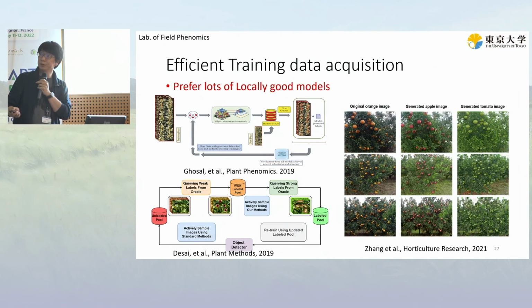And also we do efficient training data acquisition, because the most important message from my side is that I pray for lots of locally good models instead of one globally good model. So you know deep learning works well, but if you change your domain a little bit, you will have a very affected result. So what we are trying to do at this moment is to connect the training data for each different task. But we do not want to do this training data collection manually. So we have developed a lot of different strategies, including this one.